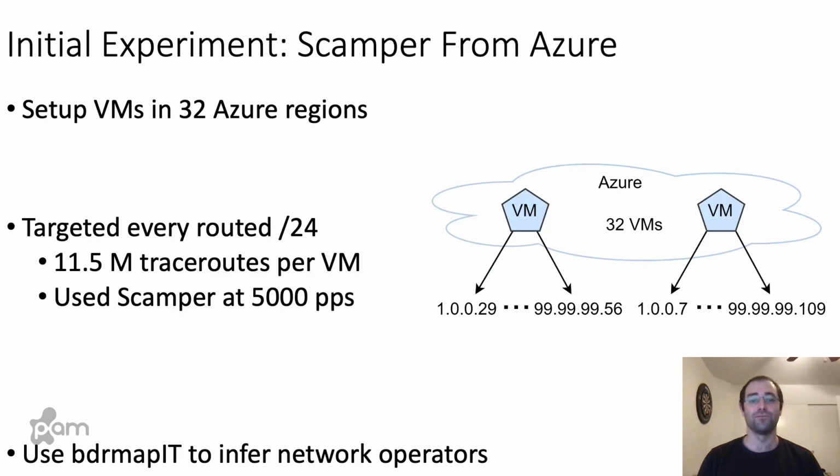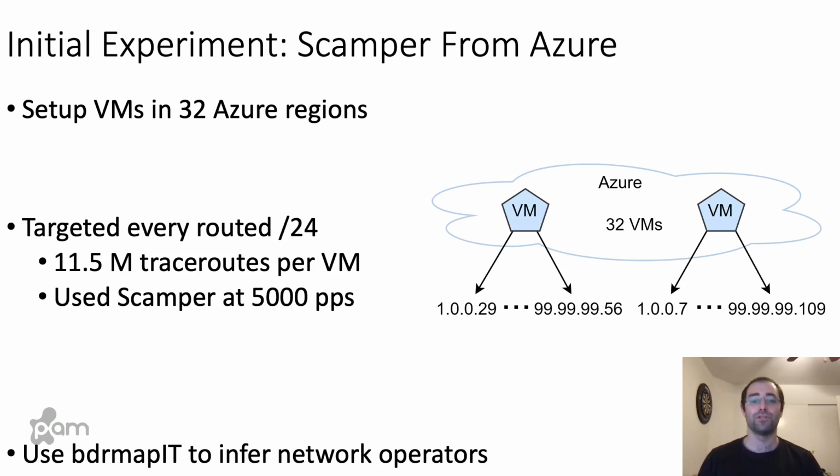So now that we have a form of validation, we're ready to start experimenting. We set up virtual machines in all 32 Azure regions that were available to us. And each virtual machine sent a traceroute to every /24 covered by a prefix announced into BGP at a rate of 5,000 packets per second. All of this probing took about half a day.